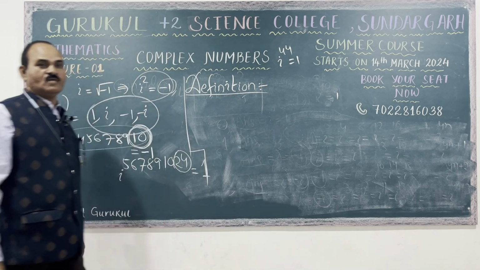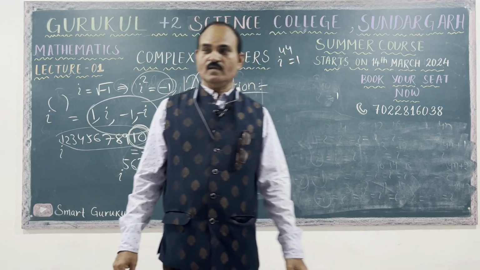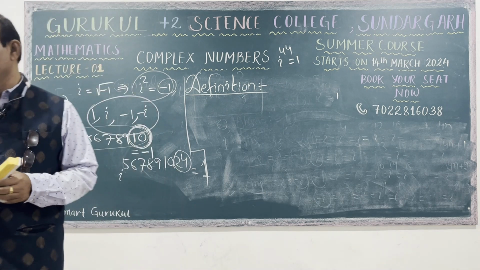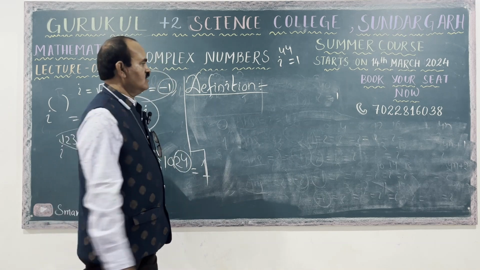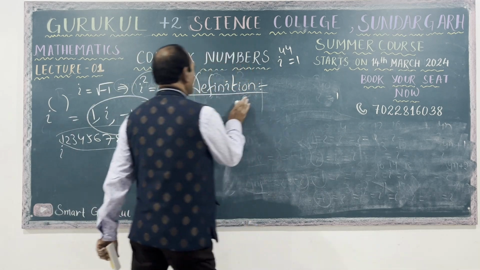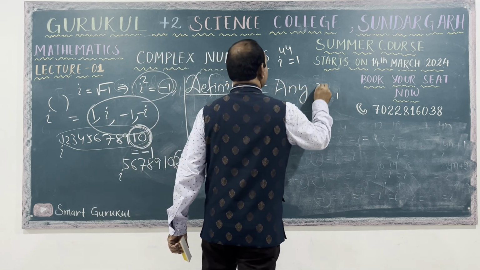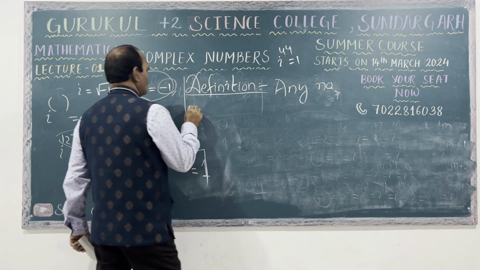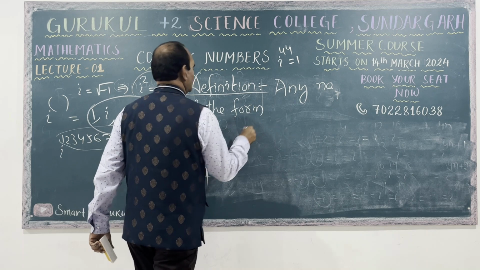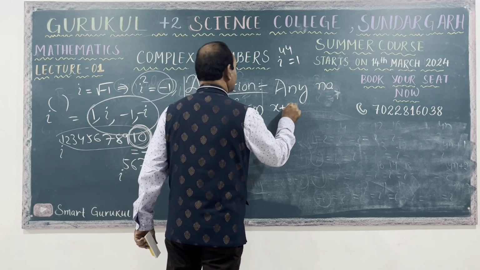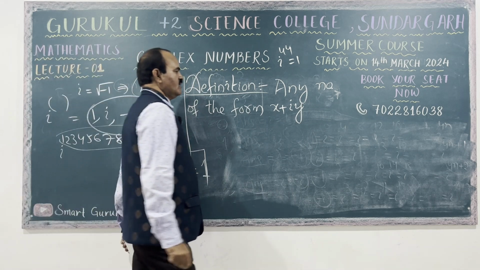Definition. Maximum students say definition, D-E-F-I-N-A-T-I-O-N, because the spelling of nation is N-A-T-I-O-N, but it is not that one: definition. So what is the definition of a complex number? Any number of the form x plus i into a is called a complex number.